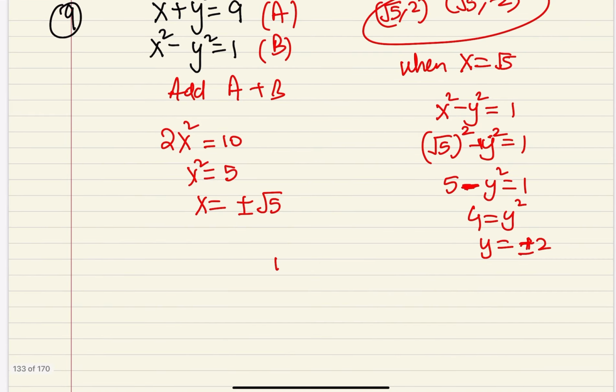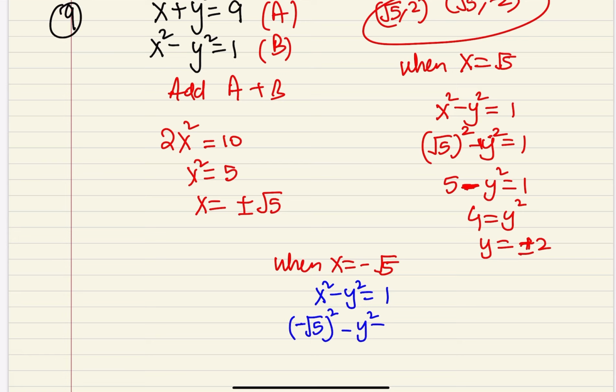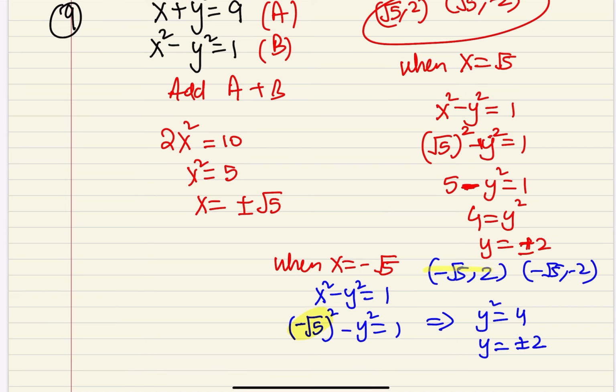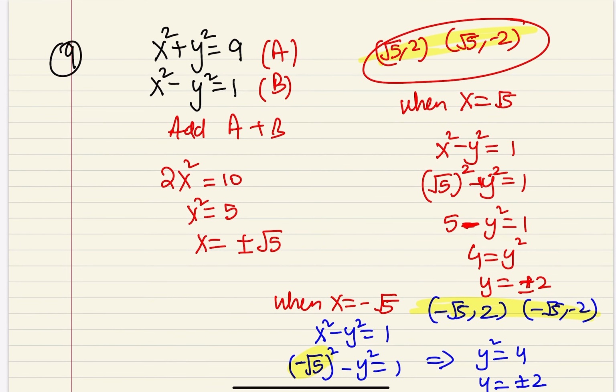But then don't forget, when x is negative square root of 5, I'm going to have two more solutions. x squared minus y squared equals 1. Negative root 5 squared minus y squared is 1. Again, I get y squared equals 4 here, because when we square the negative inside the parentheses, that's not going to have an effect. That would just leave us with the same 5 minus y squared equals 1. So y equals plus or minus 2. So again, when x is negative root 5, y is 2. When x is negative root 5, y is negative 2. There's our 4 solutions in this case. And that's it for solving the system of nonlinear equations.